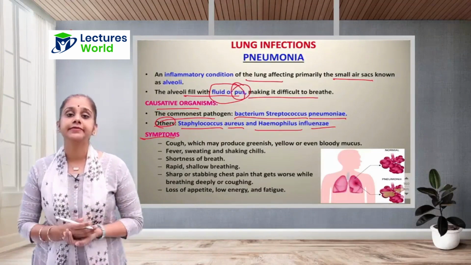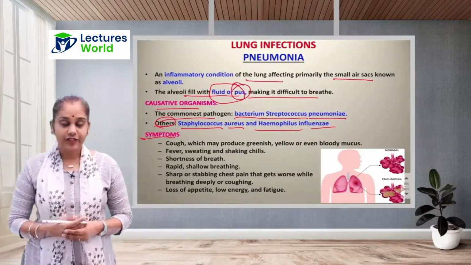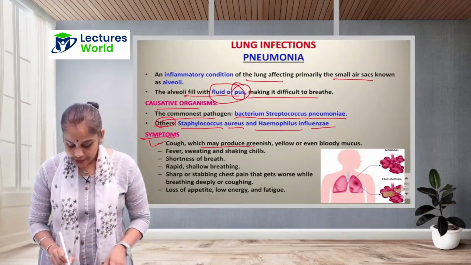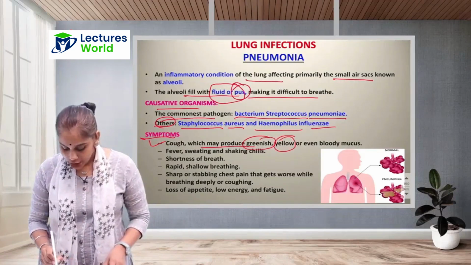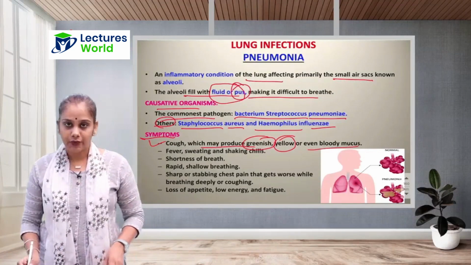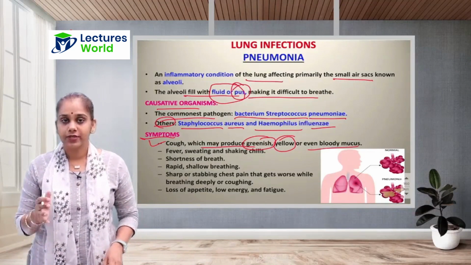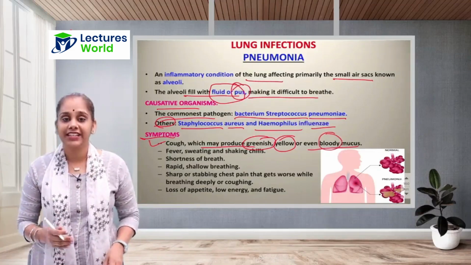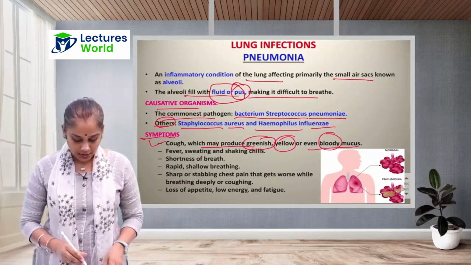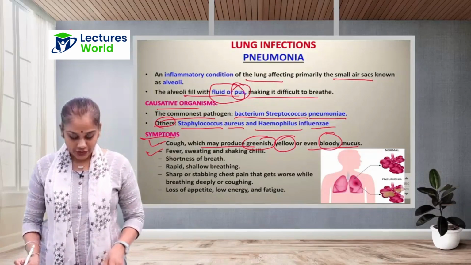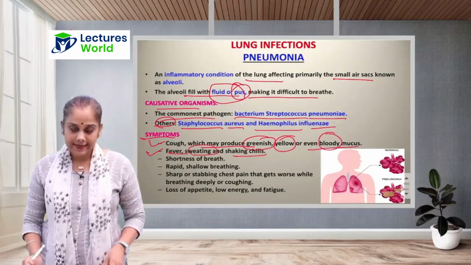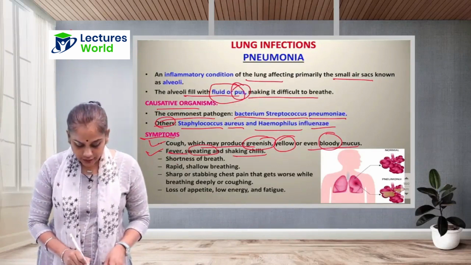Now we will see the symptoms of pneumonia. Cough, which may produce greenish, yellowish or bloody mucus. In the sputum there may be blood, and it might be greenish or yellowish in color. Fever because of the infection, sweating and shaking chills, shortness of breath.